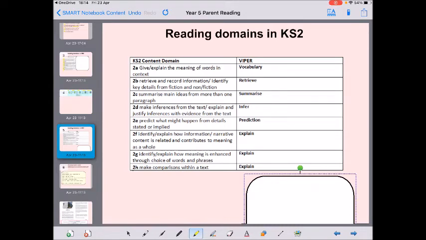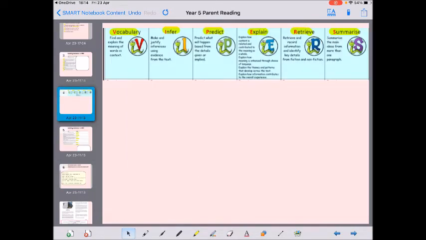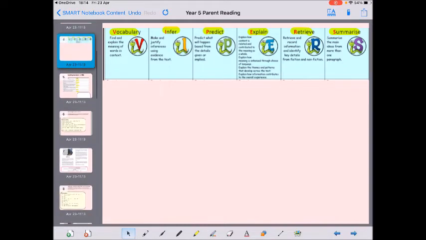So content domain 2A is linked to vocabulary, content domain 2B links to retrieval, content domain 2C links to summarise, content domain 2D links to inference, content domain 2E links to prediction, content domain 2F links to explanation, content domain 2G and 2H link to explanation again as well. So that's how the content domains link with the VIPERS skills that we teach and follow at St Michael's.